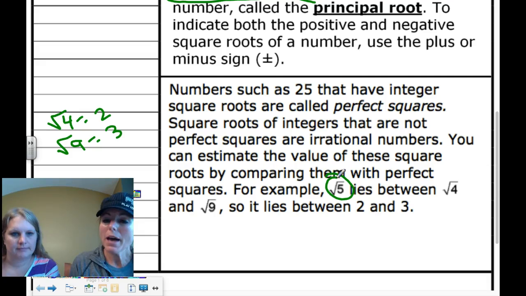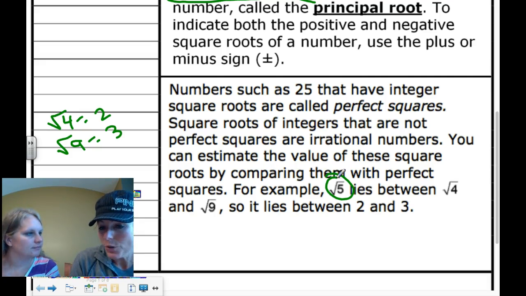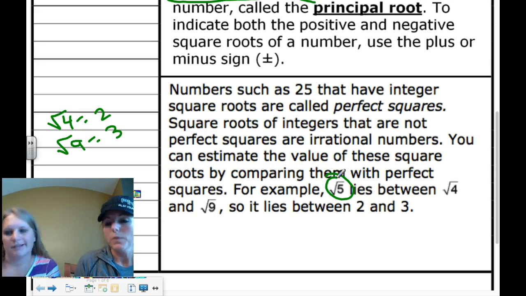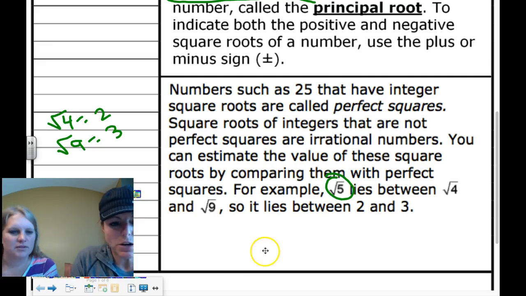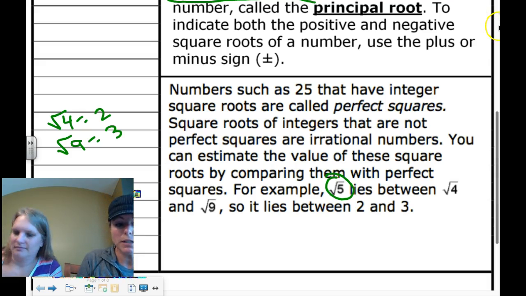When you have a number like that, you have to estimate what that answer is if it asks you to, or use a calculator to get your answer, which we're going to do on the next page. So we'll just go to the example. I'm going to go to the next page, and we're going to go to the bottom of the screen, and it's going to talk about perfect squares first.